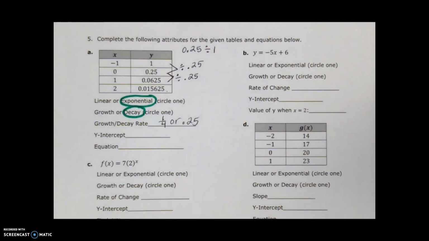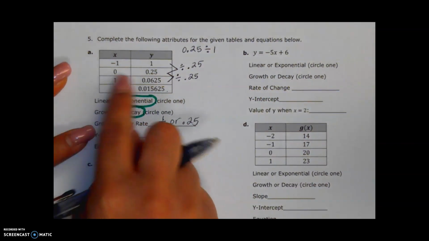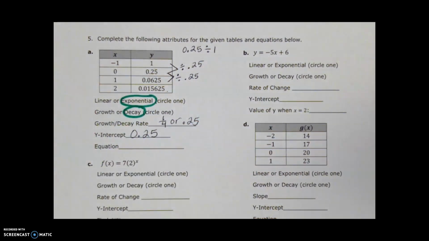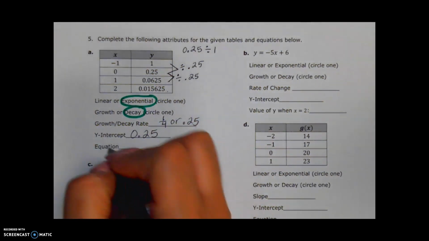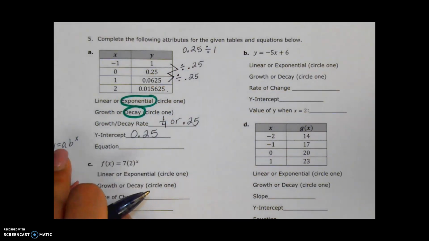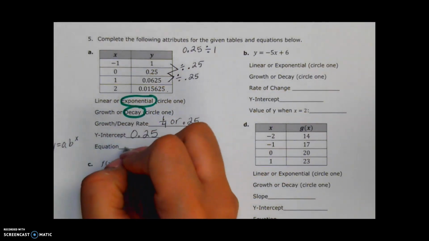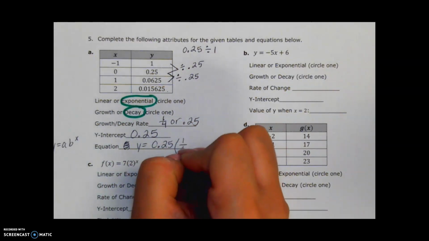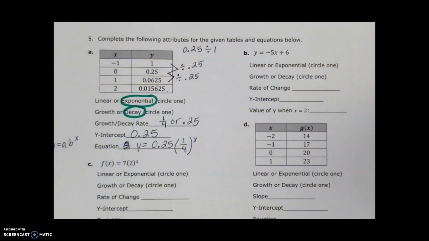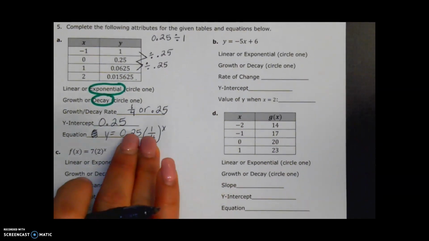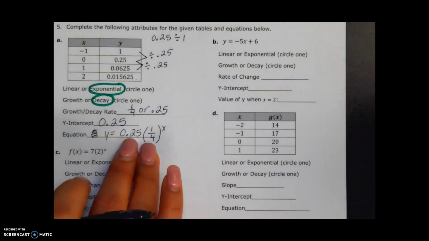All right, my y-intercept, that is always whenever x is equal to 0, so 0.25 yet again. So in order to write my equation, remember that is y equals a times b to the x. A is my starting point, b is my growth or decay rate. I'm going to end up with y equals 0.25 times 1/4 to the x. Or you can leave that as a 0.25, totally up to you. But remember, at this point, we do not combine these two numbers. That is just our answer.